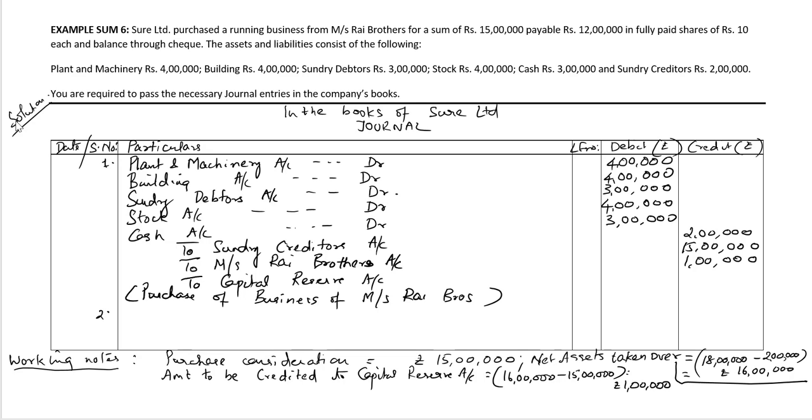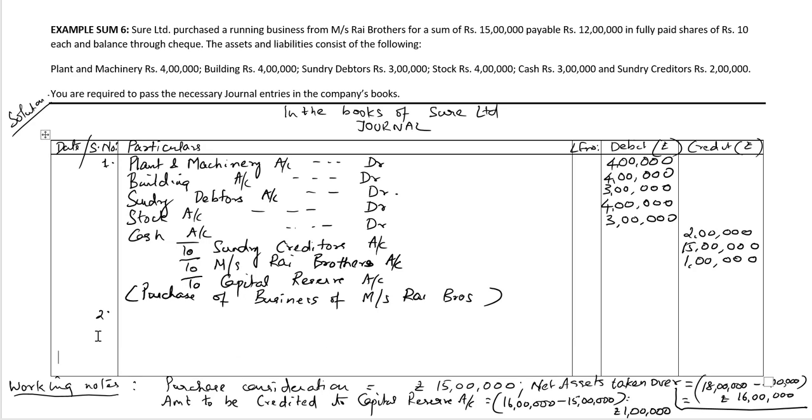The second journal entry is for the payment of purchase consideration. Mrs. Rai Brothers account debit, the amount payable 15 lakh rupees.